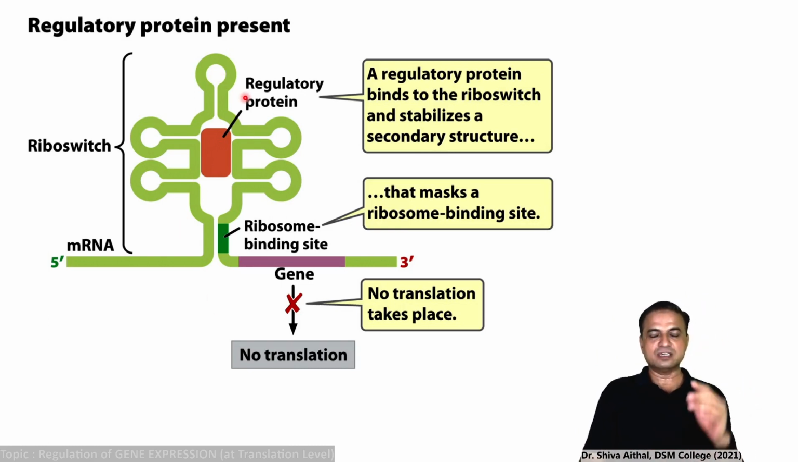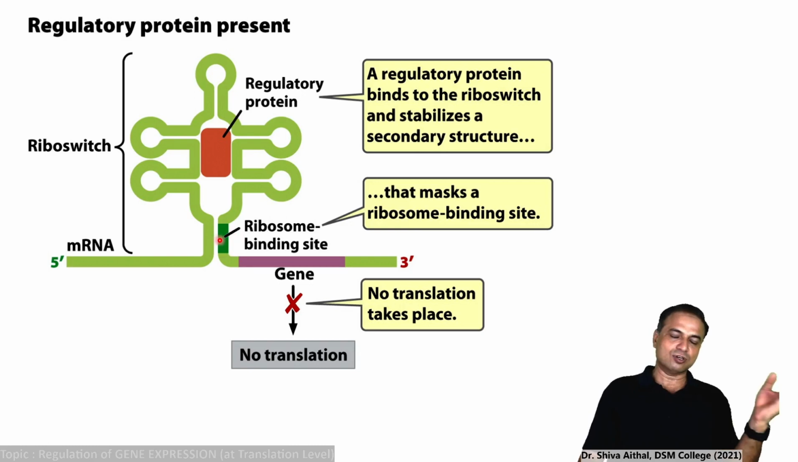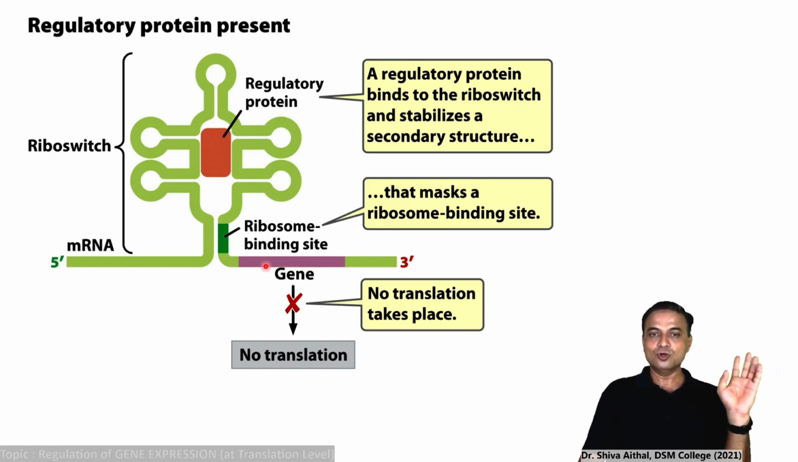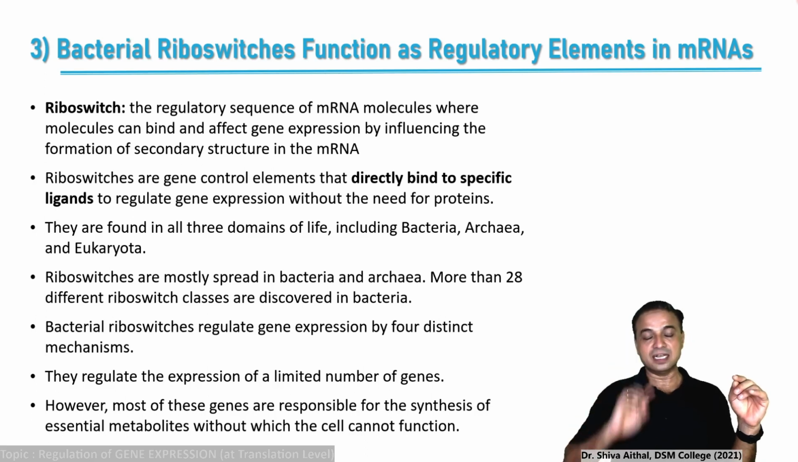Here you see a symmetrical structure. It can be asymmetrical, irregular also. Okay, a regulatory protein binds to the riboswitch. This is called a riboswitch, and it stabilizes the riboswitch and does not allow the ribosome binding site. You see this dark green center is the ribosome binding site, and it complementarily binds to another region of the same mRNA length. And so this gene, the structural gene, is not translated into protein. So this structure is called a riboswitch. We will go back to the previous slide and see some interesting aspects of this riboswitch.